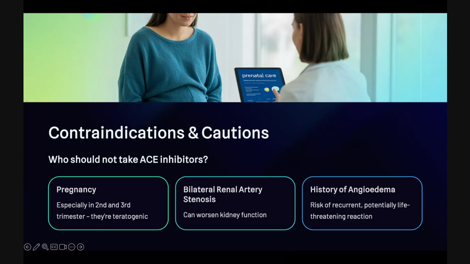Contraindications and cautions: who cannot take ACE inhibitors? If someone is pregnant, especially in the second and third trimester, they're teratogenic, so they harm the fetus. Bilateral renal artery stenosis, it can worsen kidney function. History of angioedema, if they've had it before, they can potentially get it again. So, the risk is that it reoccurs and is potentially a life-threatening reaction.